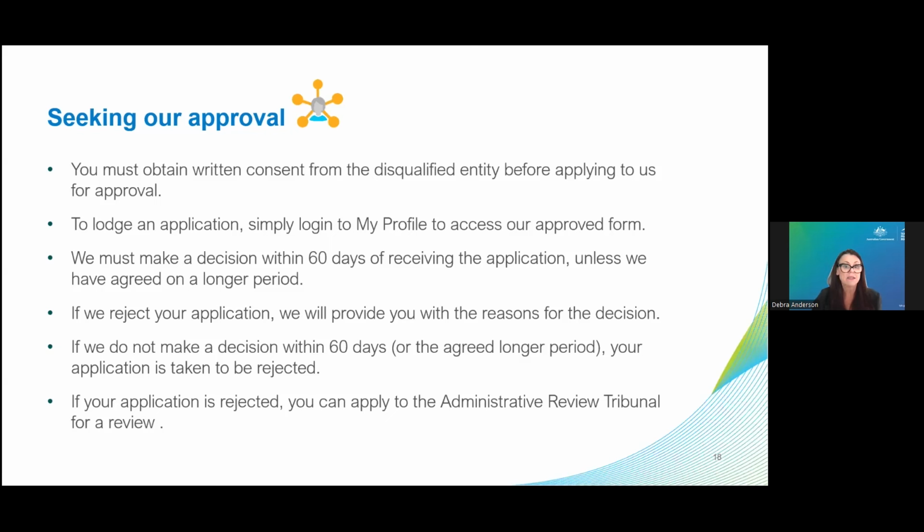We, being the TPB, must make a decision on your application within 60 days of receiving your application, unless we have agreed with you for a longer period, and we'll always discuss that with you if there's an issue. Once we have made a decision, we will notify you of our decision in writing, and if we reject your application, we will provide you with the reasons why we have rejected the application. If we don't make a decision within 60 days or the agreed extension period, the application is taken to be rejected.